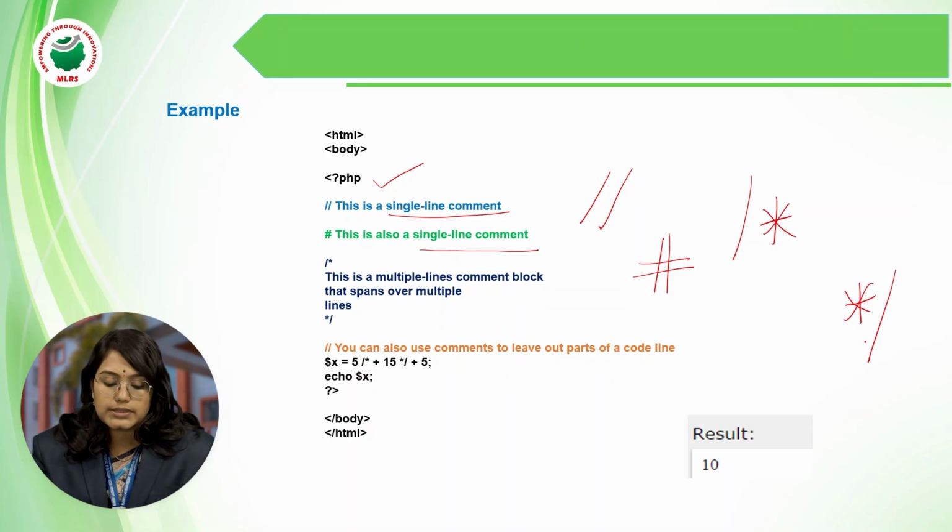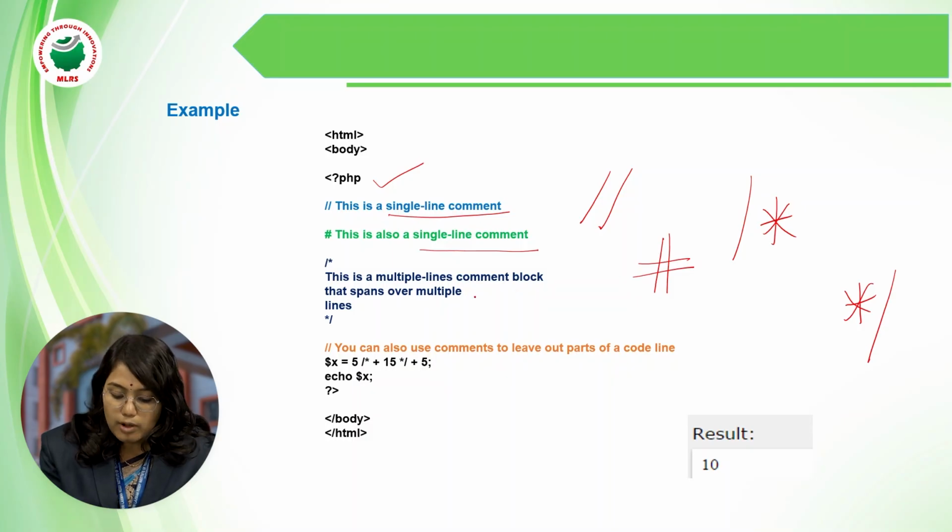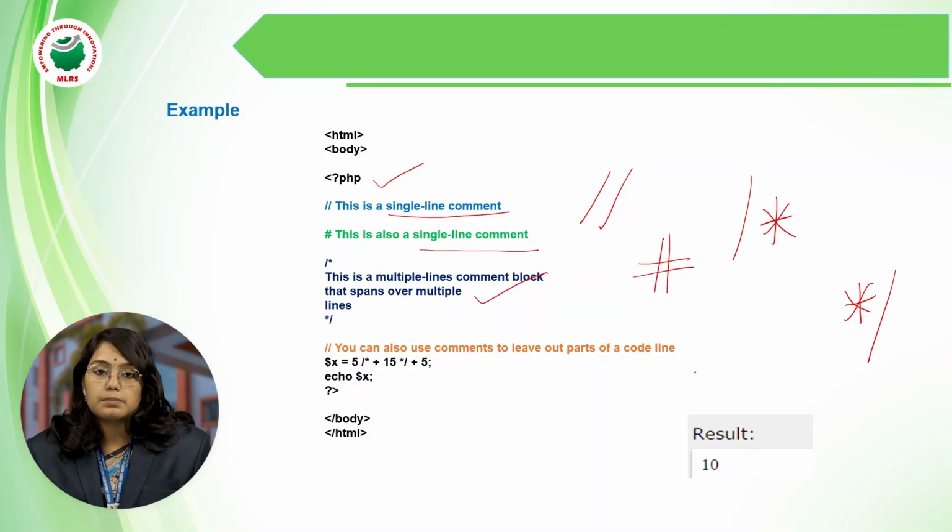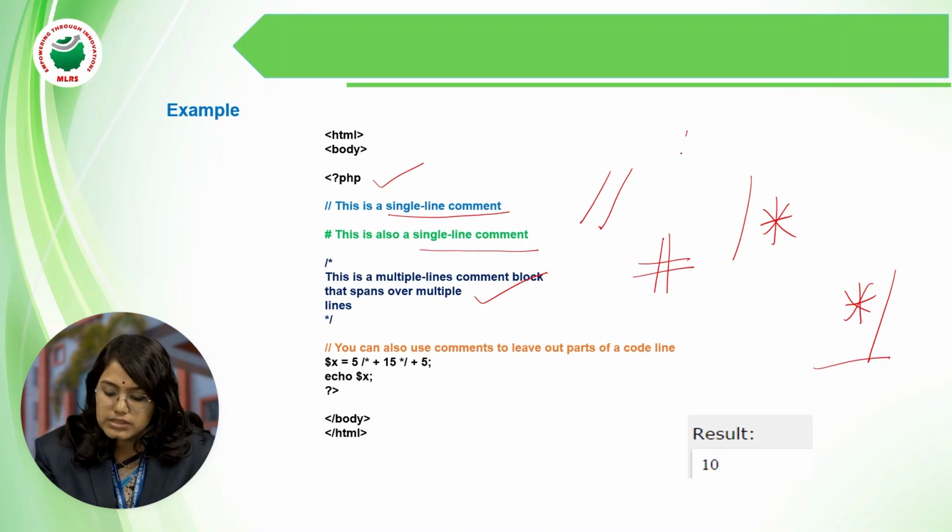This is a closing purpose. This is a multi-line comment block that spans over multiple lines. If you have multiple lines in your program, we can use slash star and star slash for the multiple lines. For the single line comment, we can use double slash or hash.